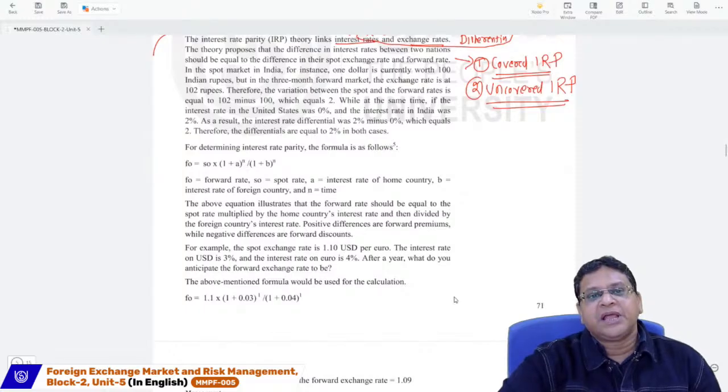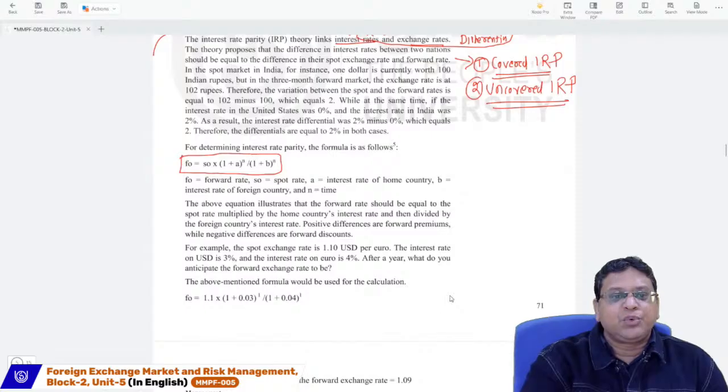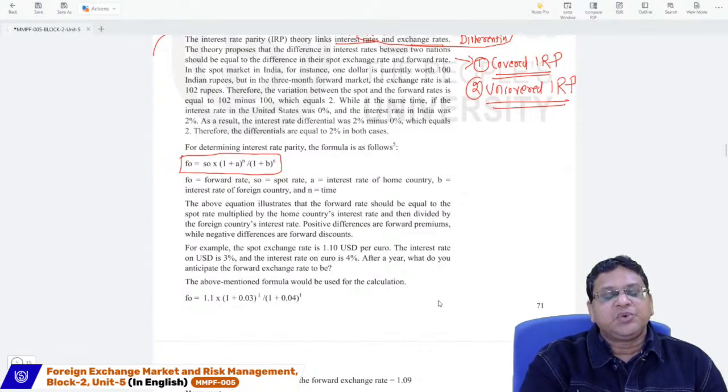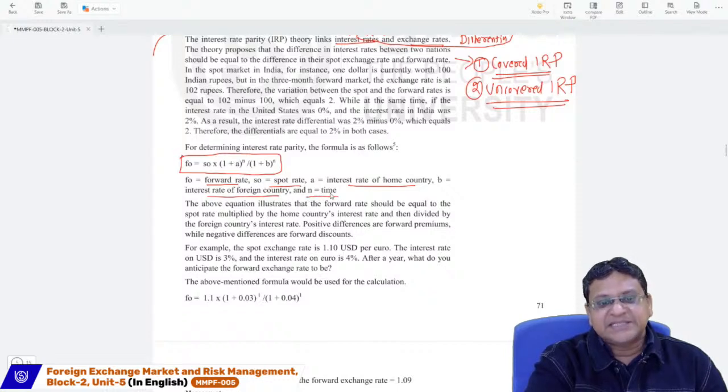We can understand with the help of an example. Before discussing this, we have to understand the formula of IRP theory. The formula of IRP theory is F0 is equal to S0 into (1 plus a) to the power n divided by (1 plus b) to the power n. What is F0? F0 is the forward rate. What is S0? S0 is the spot rate. A means interest rate in home country. B means interest rate in foreign country. N is time.